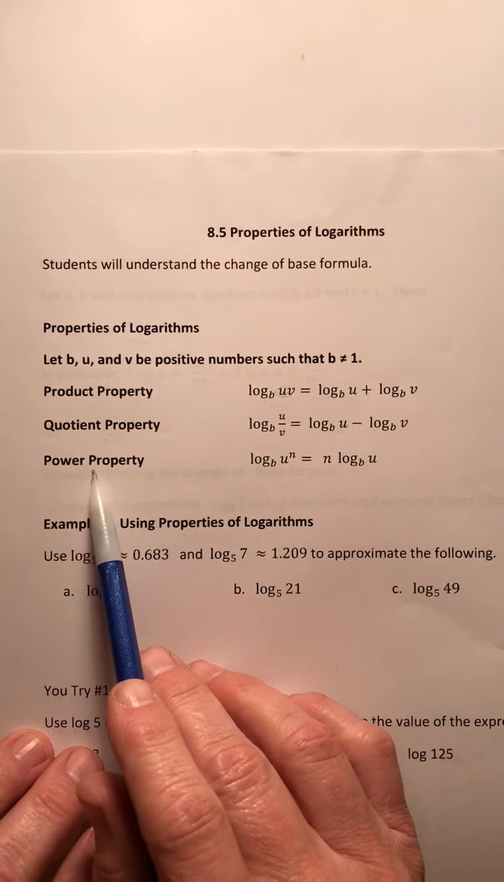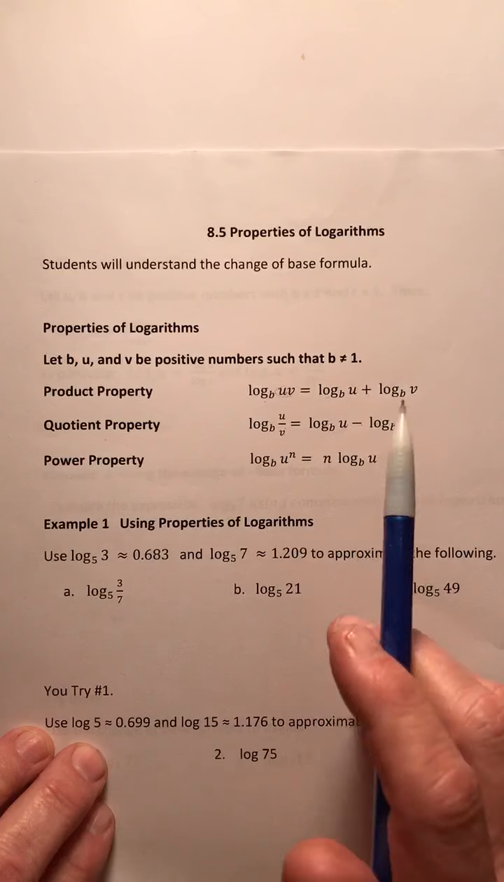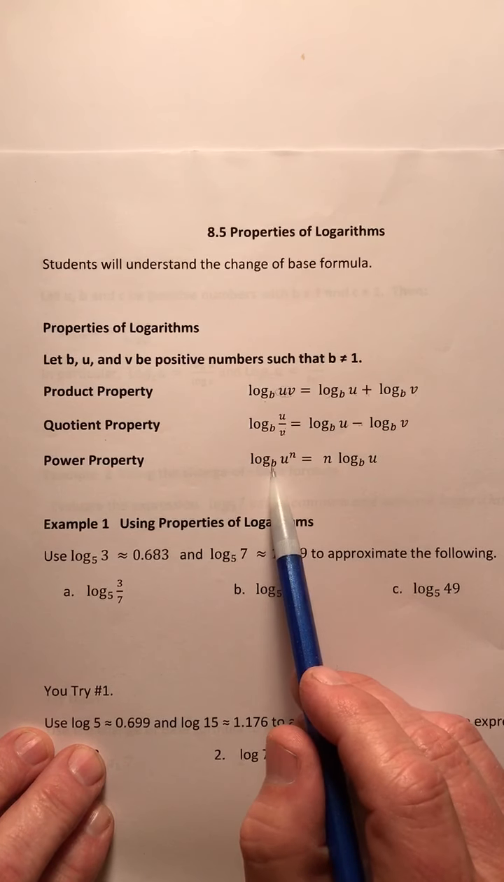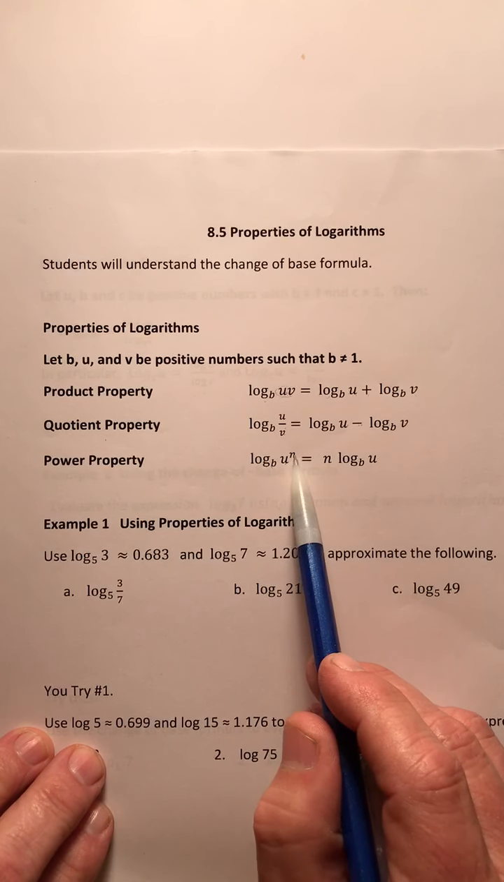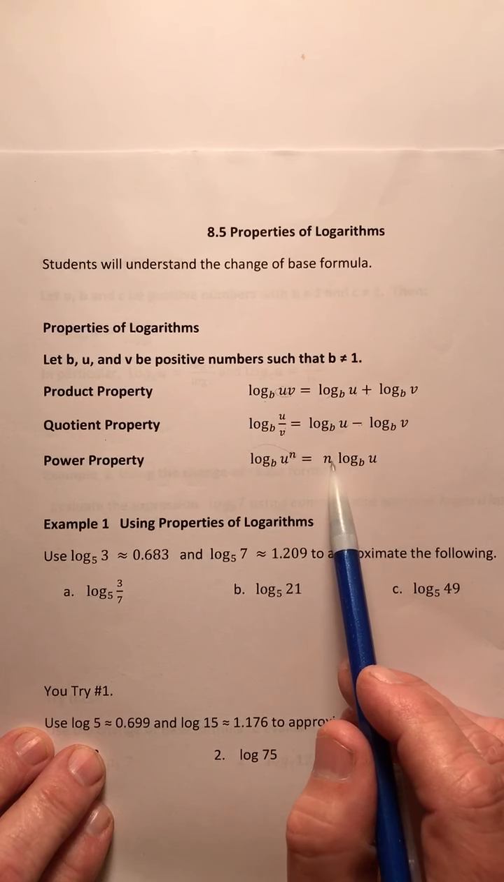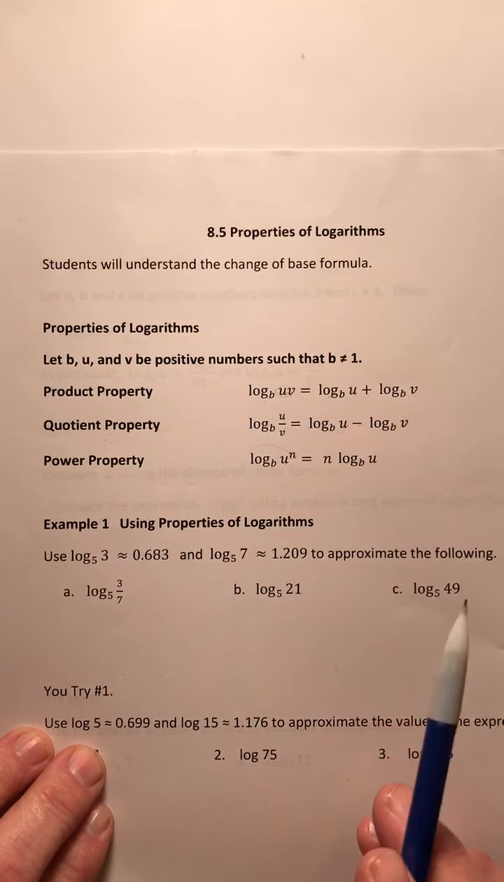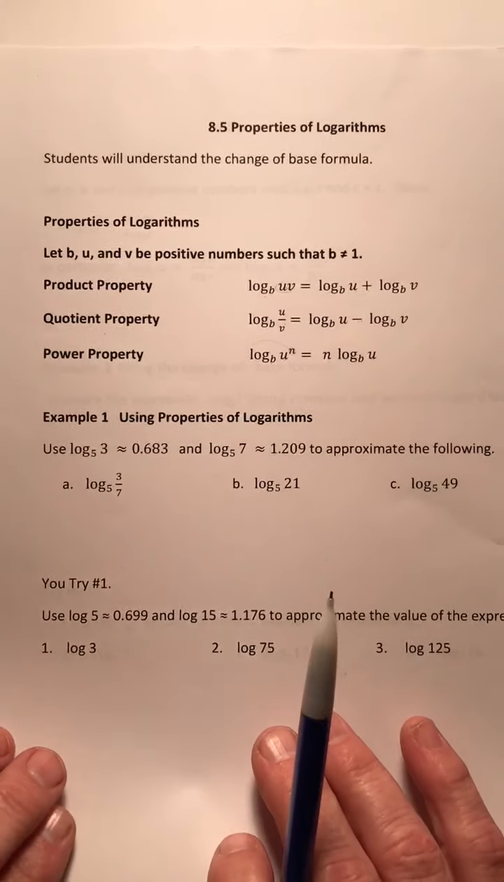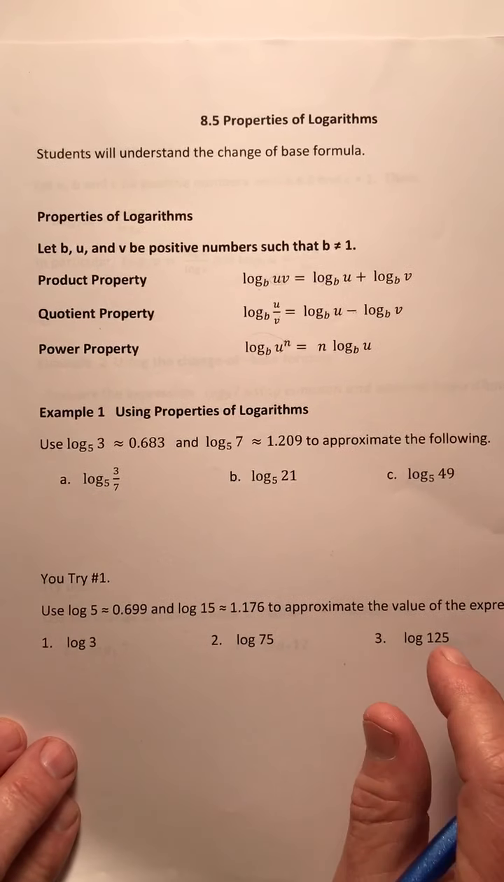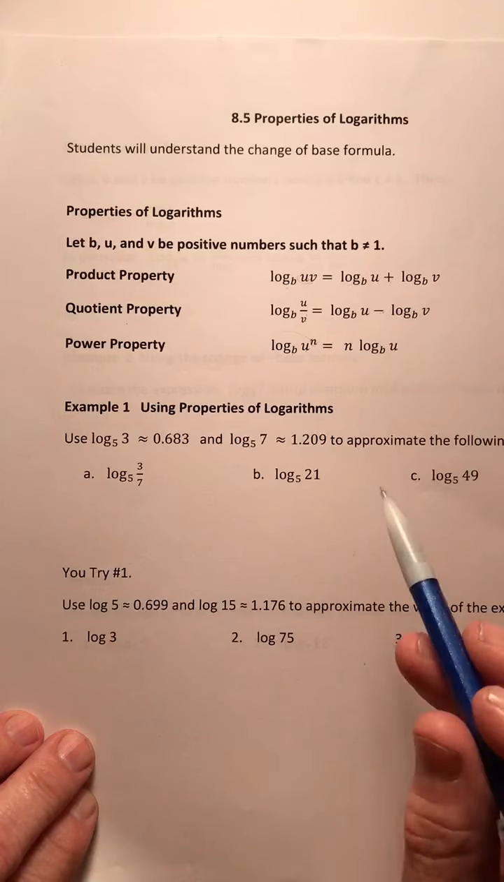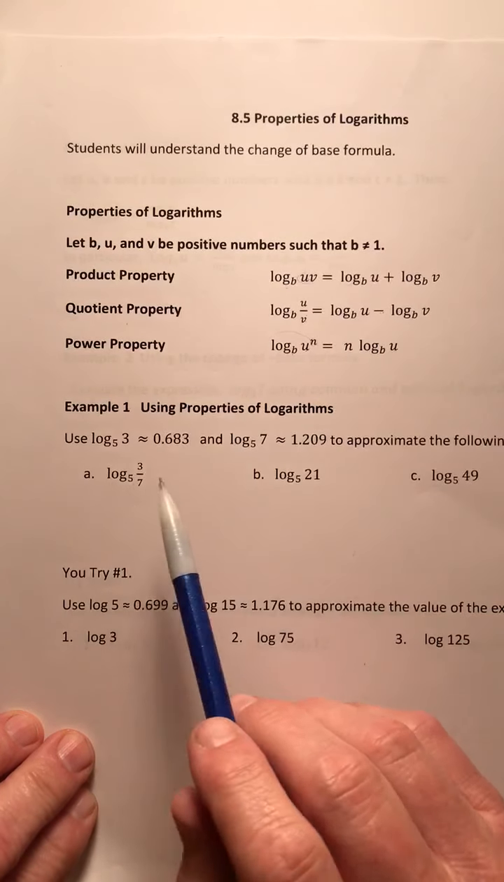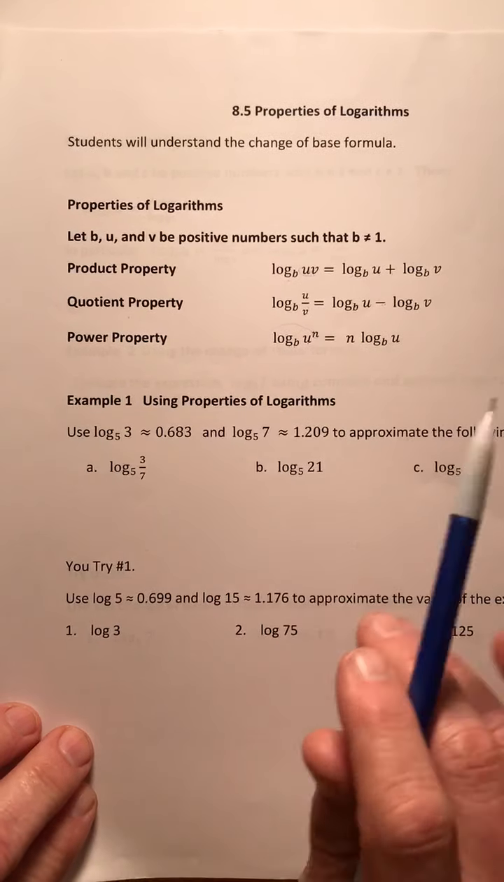And then you have your power property. Your power property simply says that if you have the log base b of u to the nth power, what you can do is move this n to the front and make it n times the log base b of u. Those will come in handy when we're evaluating these.